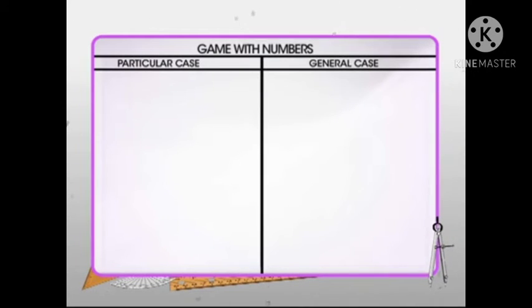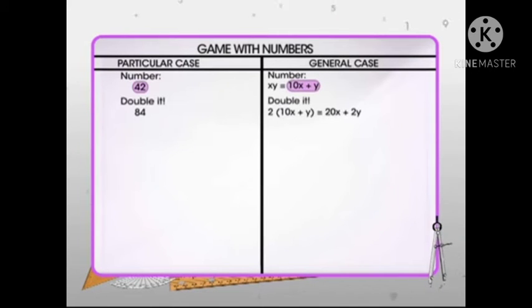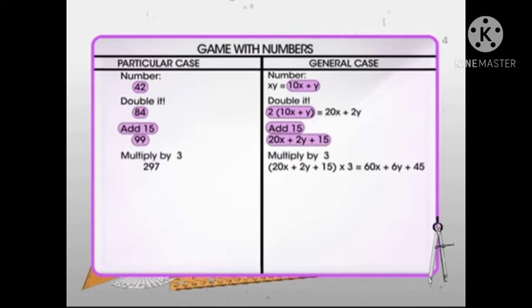Okay, think of a number. Let's say 42. Now double the number. You get 84. Now add 15 to the answer. The result is 99. Now multiply this with 3. We get 297.